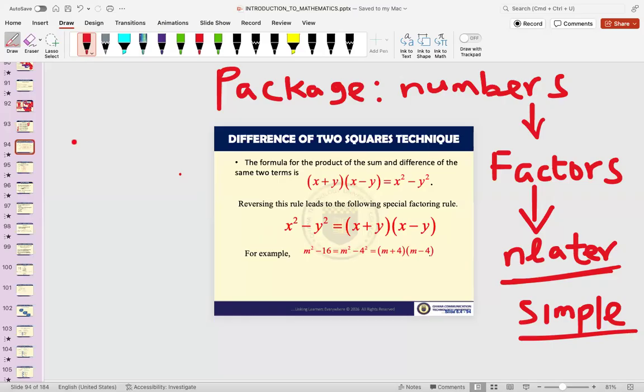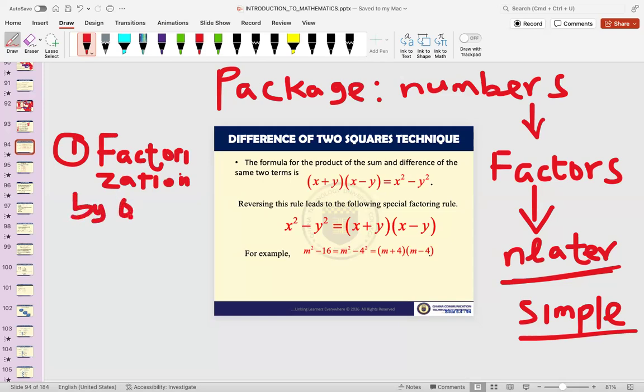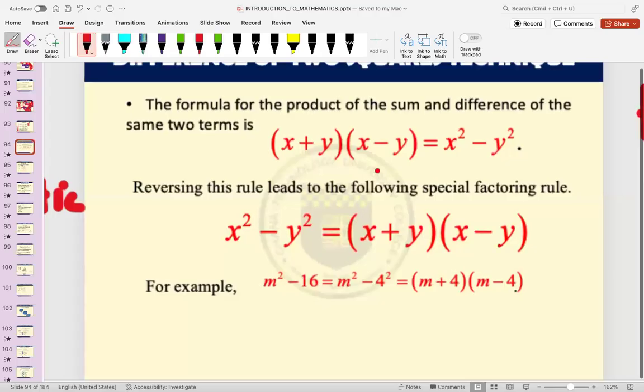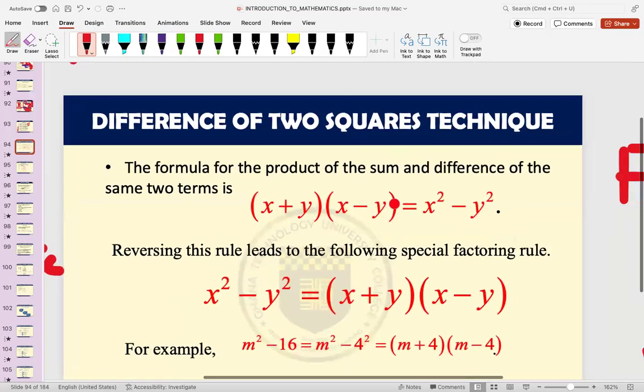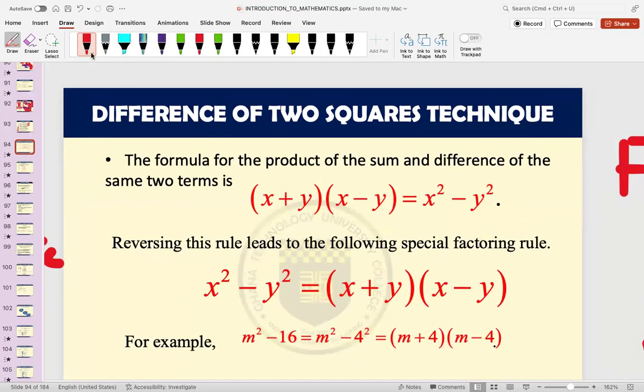And we did the first technique this morning, which is called factorization by quadratic. Okay. Now, our second technique is called the difference of two squares. Very interesting. The difference of two squares. You don't do too much thinking when it comes to the difference of two squares. And that's the next thing we want to learn.